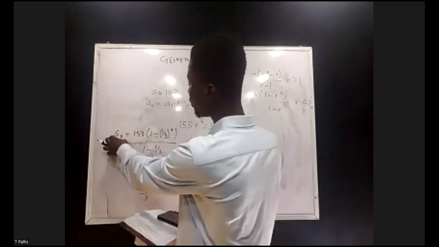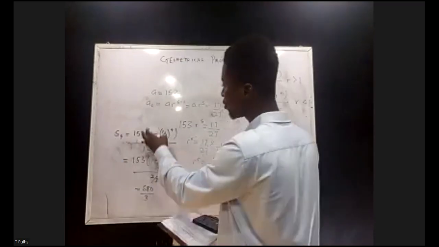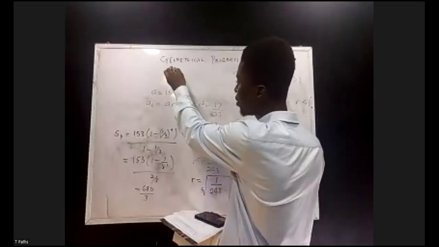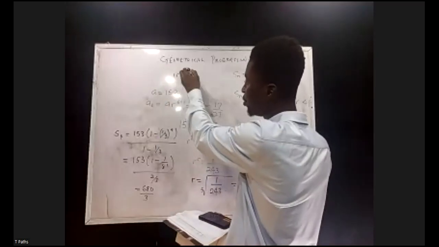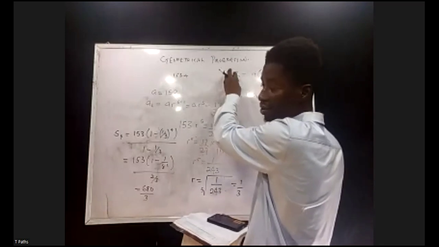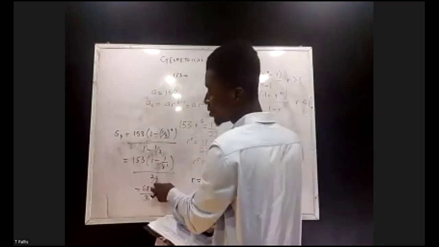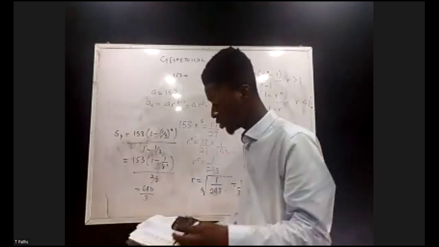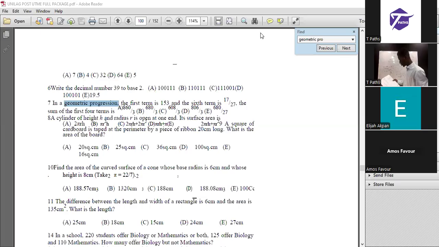So this is the sum of the first 4 terms. That tells us that if you add the first term, 153, plus the next term, plus the next term, plus the next term, 4 terms, this is what we get. So that tells us that's option B, 680 over 3. I hope you all get it.